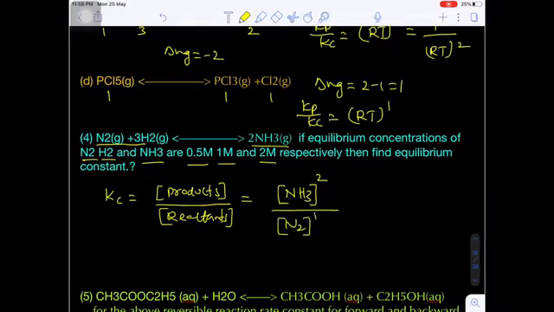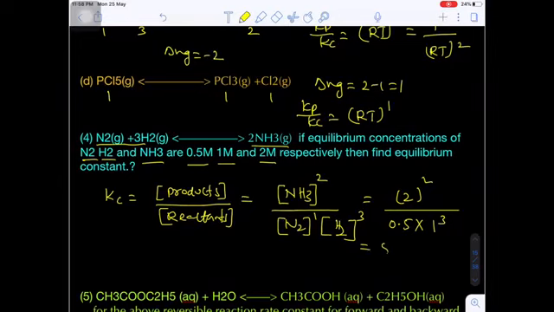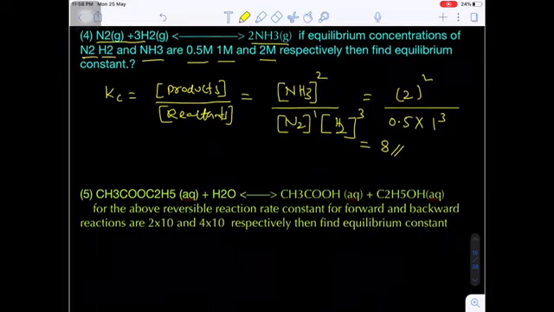One reactant is there, the stoichiometry will be 1. So 1 raised to the power. And the next reactant is hydrogen and stoichiometry 3, that is the power 3. Okay, now what is the ammonia concentration given? 2 molar, so 2 whole square, whole divided by, what is the nitrogen concentration given to you? 0.5 molar into, what is the hydrogen concentration given to you? 1 molar, so 1 cube. Okay, so final answer is 8. Final answer is what? 8.